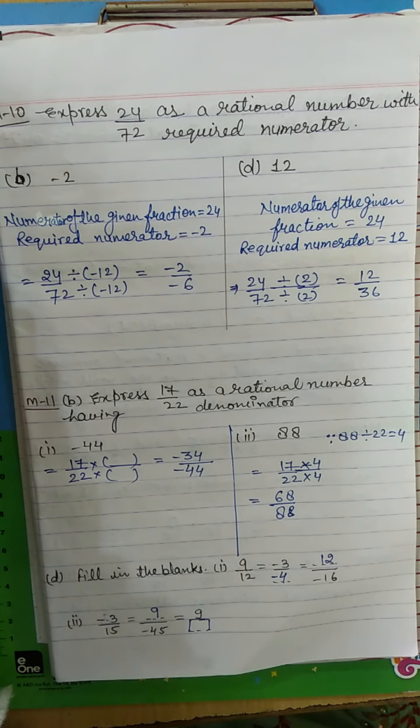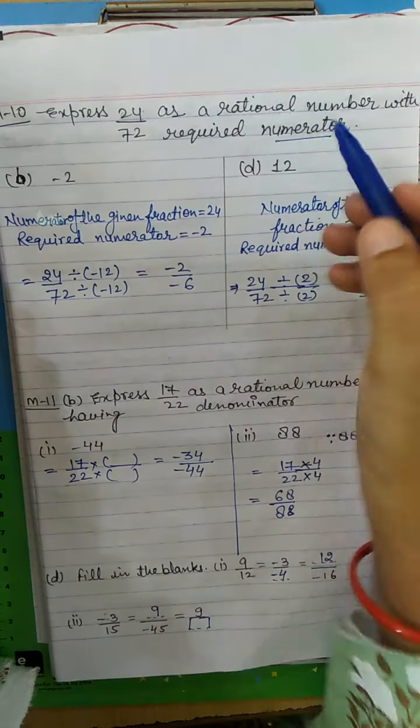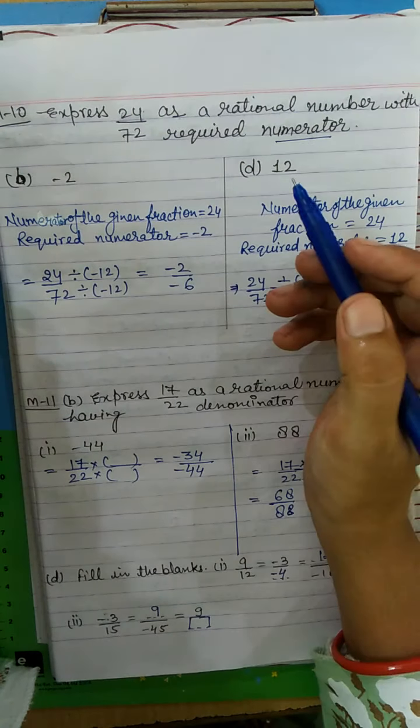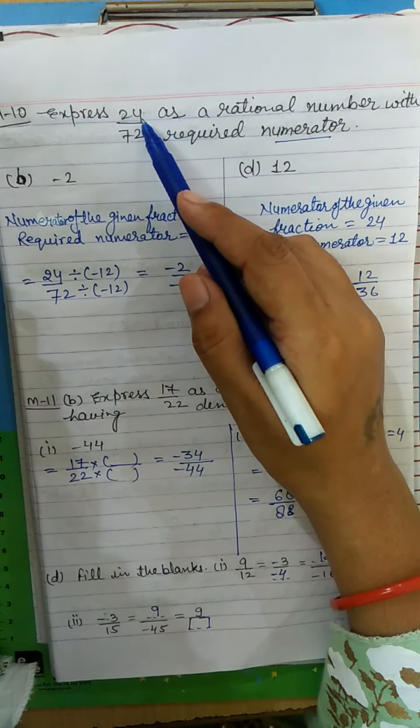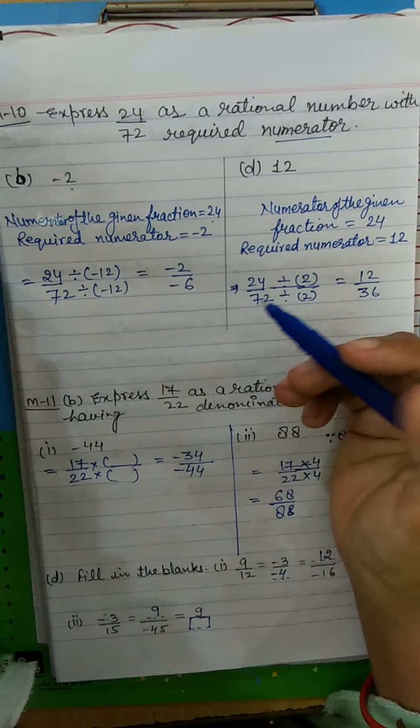Next, module 10: express 24 upon 72 as a rational number with required numerator minus 2. Here, change 24 to minus 2. Given numerator 24, required numerator minus 2.